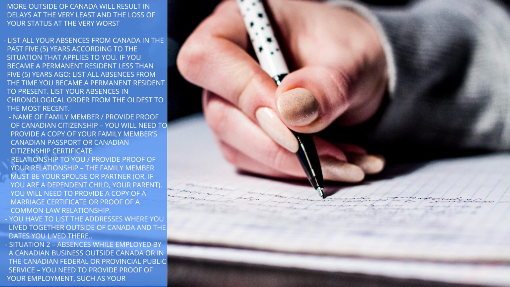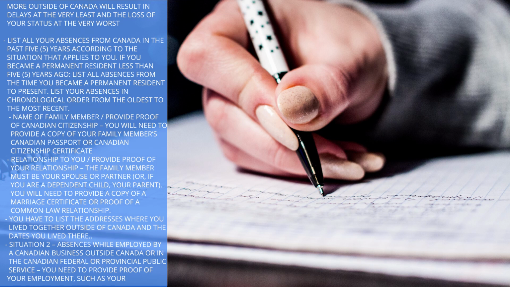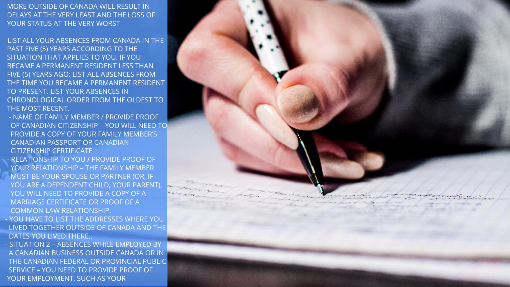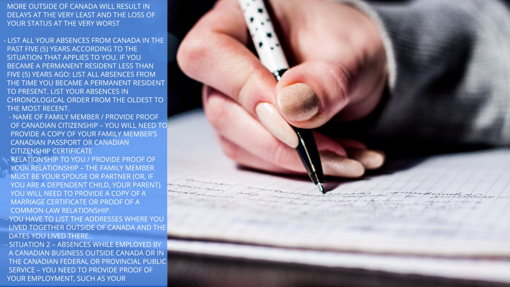Relationship to you. Provide proof of your relationship. The family member must be your spouse or partner, or if you are a dependent child, your parent. You will need to provide a copy of a marriage certificate or proof of a common law relationship. You have to list the addresses where you lived together, outside of Canada, and the dates you lived there.